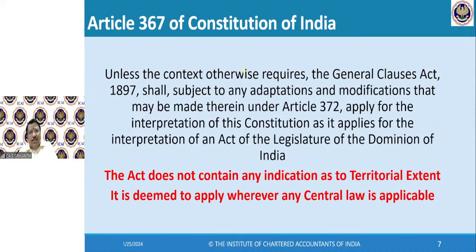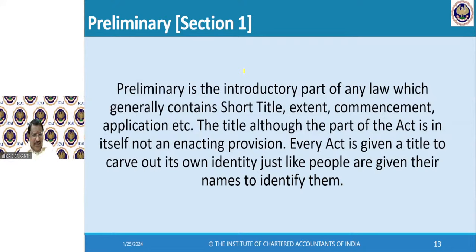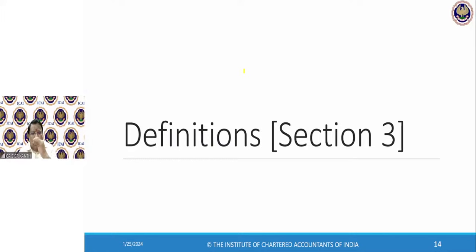There are some preliminary portions which, as in every act, include a title, short title, long title, and extent. We've already seen that. Now, the definitions given in the General Clauses Act. Normally there would be definitional sections in a law, usually section 2. When we discussed the Companies Act 2013, the first series of lectures were on the preliminary, where we elaborately discussed the definition section, section 2.